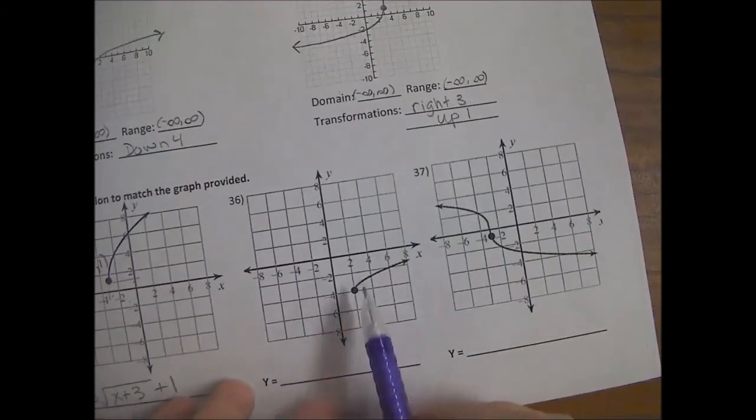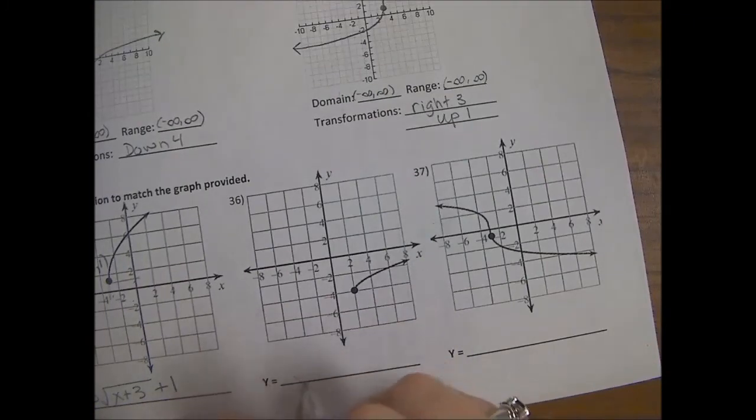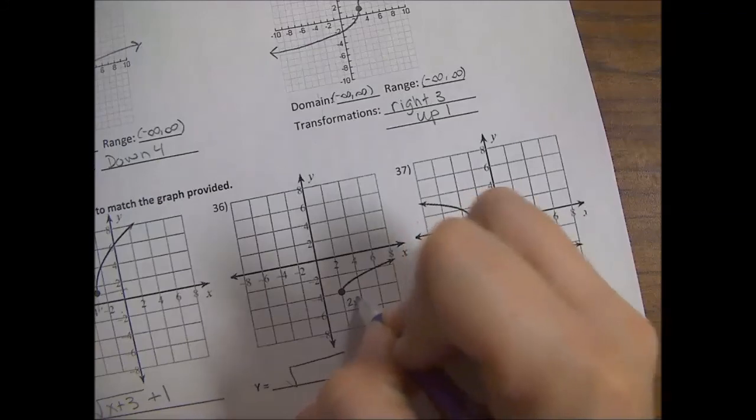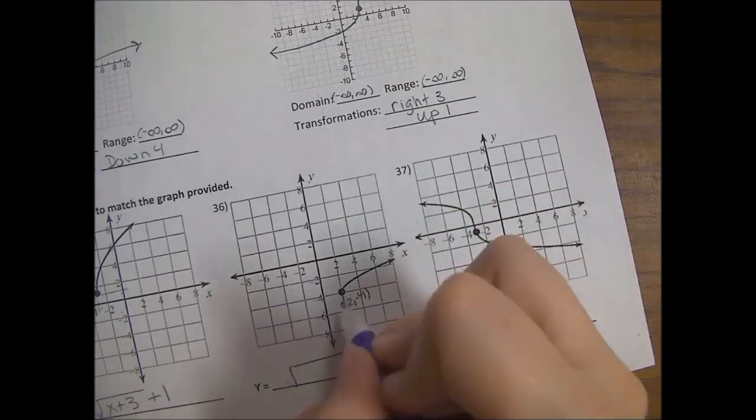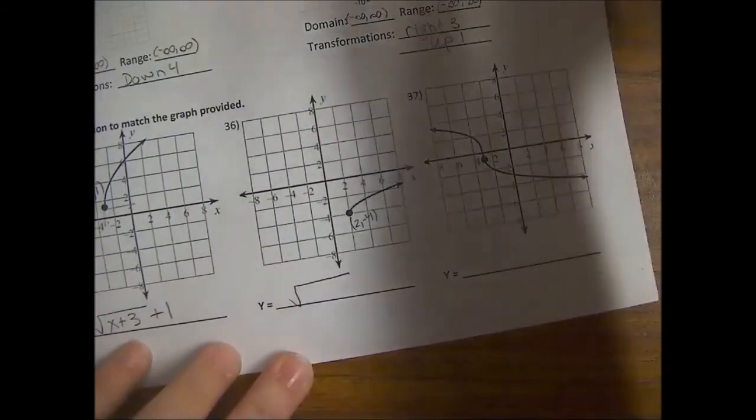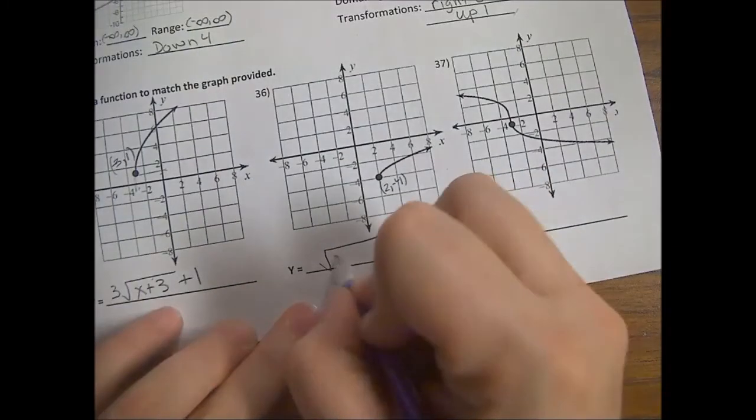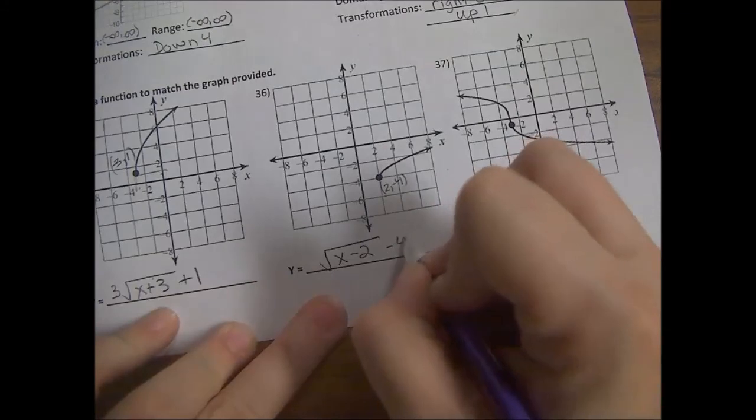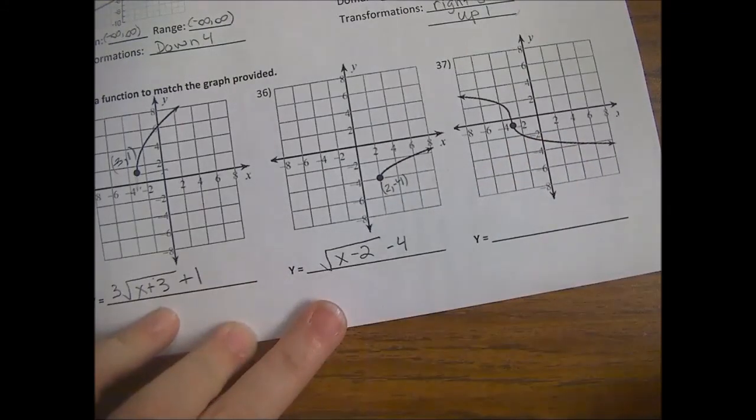All right, 36. I noticed the square root again. Vertex got shifted. Looks like it is at 2 and -4. That meant it went to the right 2. So I'm going to represent that with an x -2 under the radical. And now I'm going to subtract 4 off the end of it to represent my down 4.